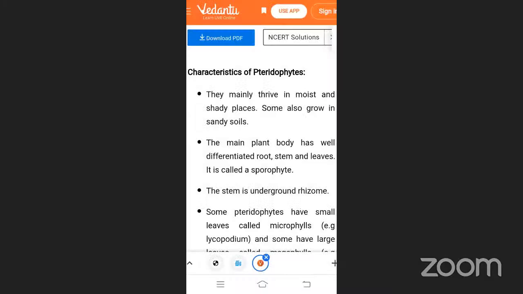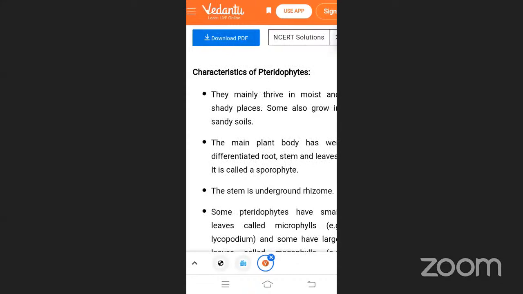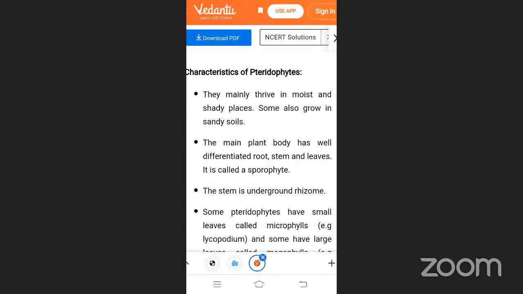What is Pteridophyta here? The word Pteridophyta is Greek. Ptero means a fern-like structure, and phyta means plant. So in Pteridophyta, around some fossils are there, and some living genera are also present.